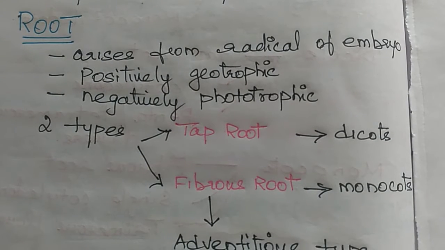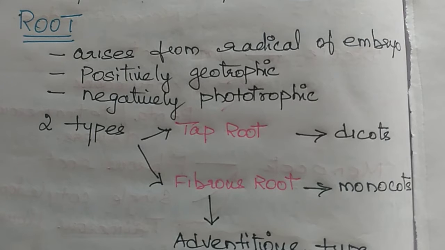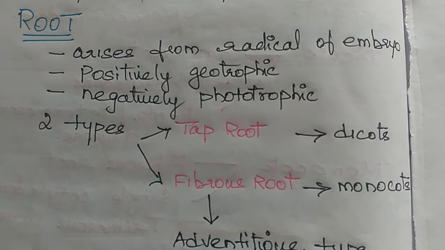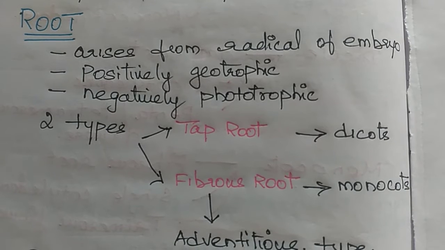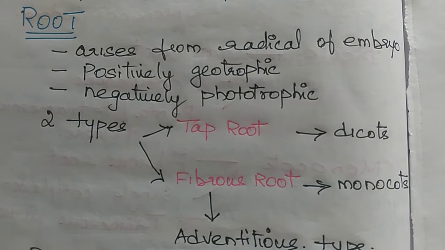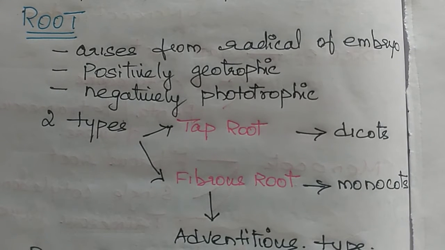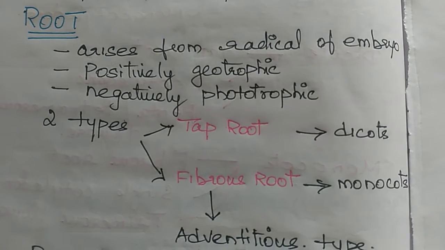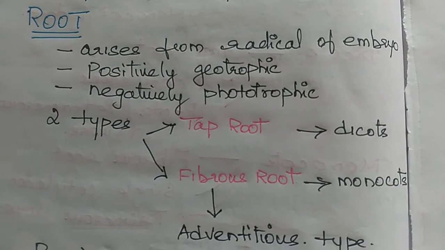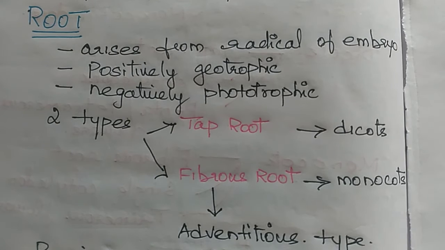Now let us see one by one. The first one is root. So how will you define root? The root is a part which arises from the radicle of the embryo. So the characteristic features of root are they are positively geotropic, that means they grow towards the earth, and they are negatively phototropic, that is they are away from the light.